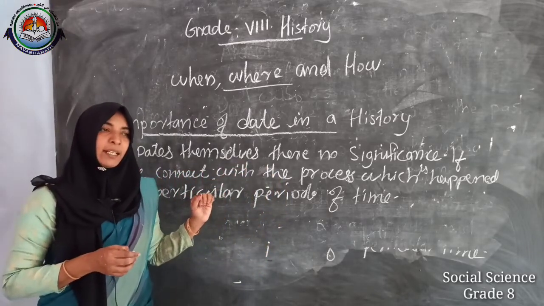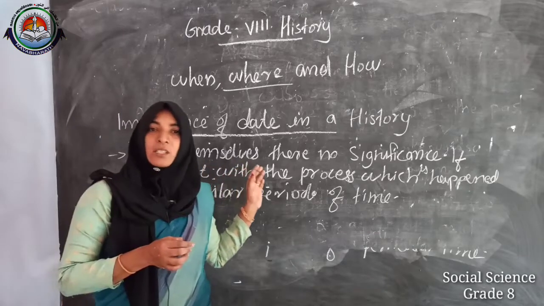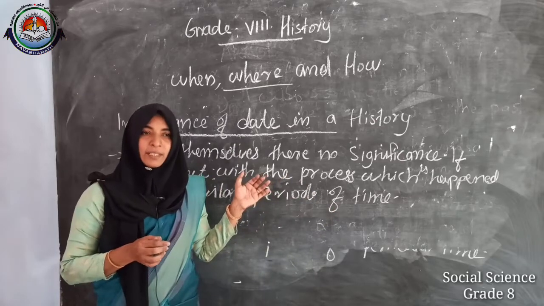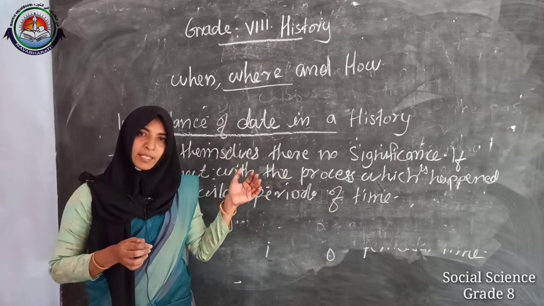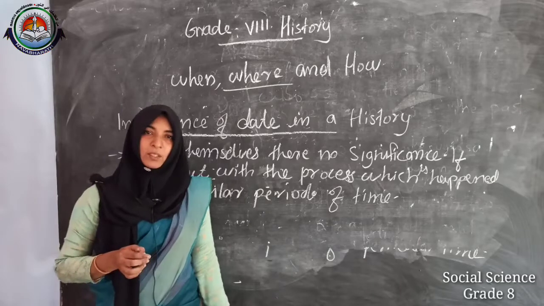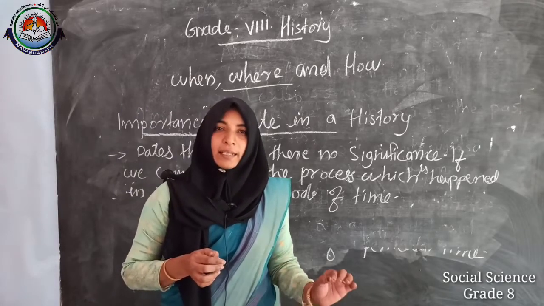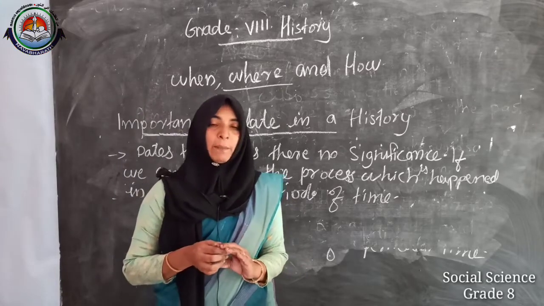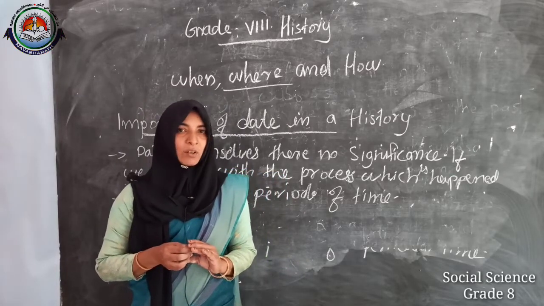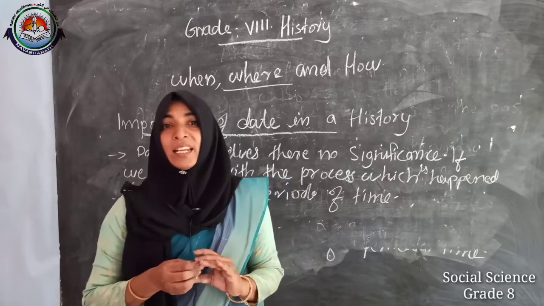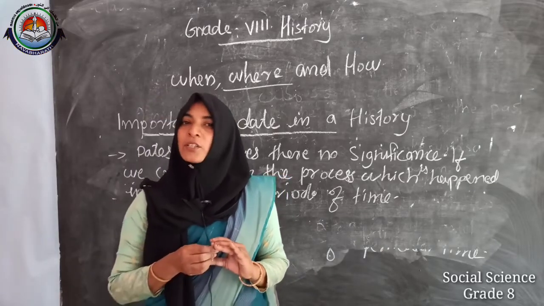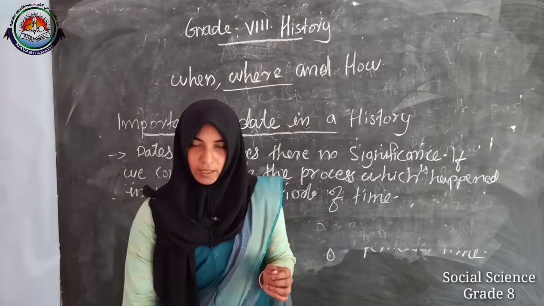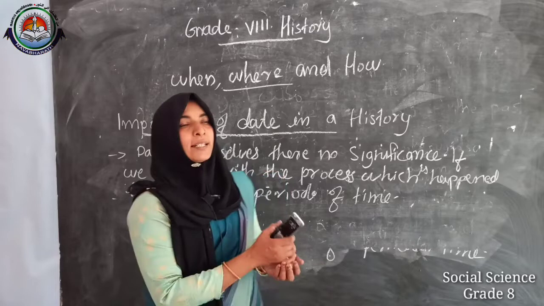Then third one, date by itself has no significance, but if we attach it to any process which happens in a particular period, then the date will be very significant, a very important one. For example, invention of the wheel. Invention of the wheel led to a tremendous change in the field of transportation. That is the importance of date in history.